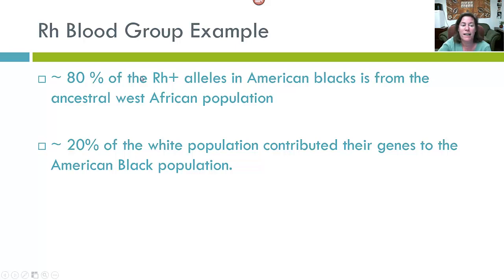Once again, 80% of the Rh positive alleles in American blacks are from the ancestral West African population, and the white population contributed 20% of their genes to the American black population, which is why we have 20% admixture.